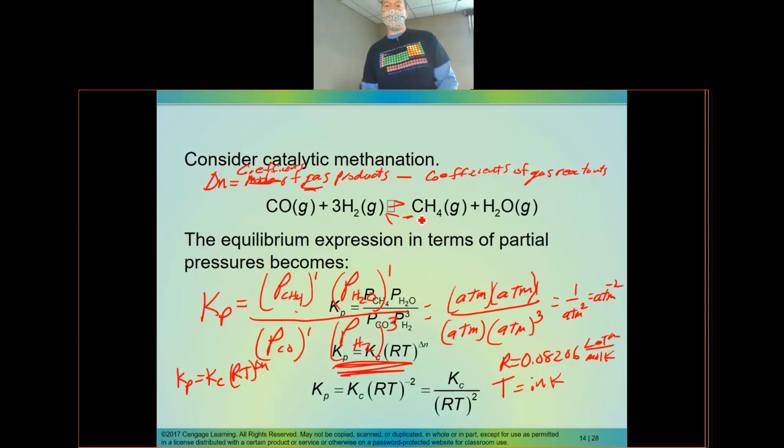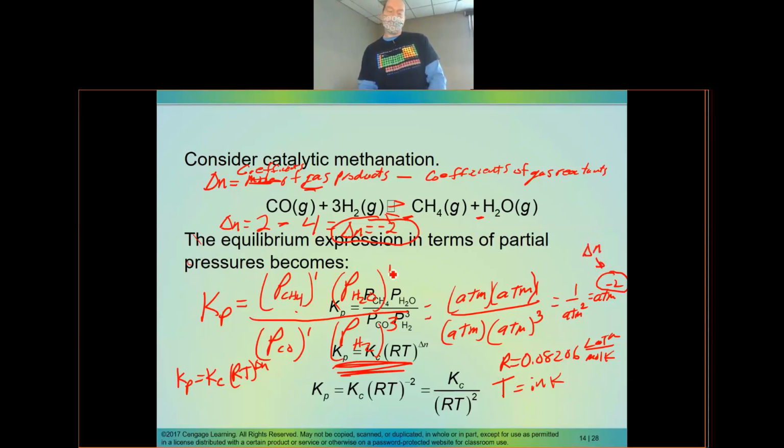So the coefficients of gaseous products. Here we have a coefficient of 1, and here we have a coefficient of 1. So for this one, we add up the coefficients of our gaseous products, 1 for CH4, 1 for H2O. That is your products, minus the coefficients of your gaseous reactants. Well, CO has 1, H2 has 3. Both of those are gases, so that is minus 4. So your delta N here is negative 2. What also is important to note is that that's always going to equal the units that you get here.